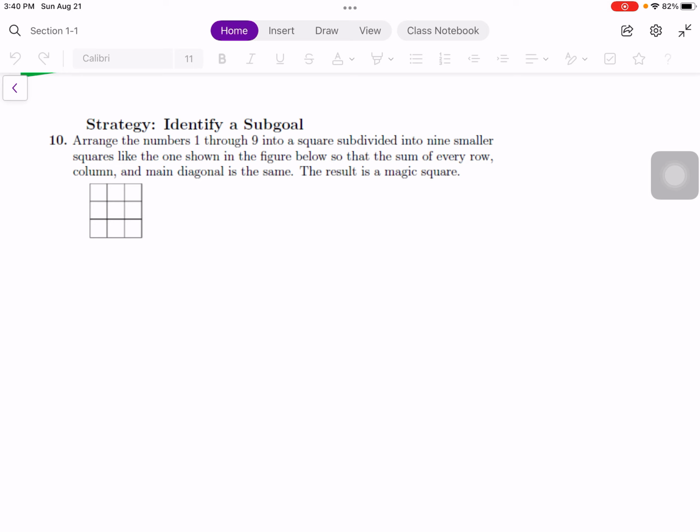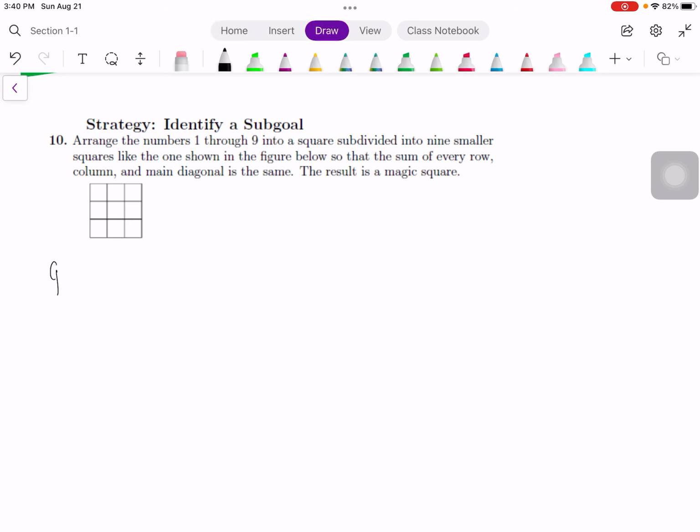Okay, so probably the first goal in your mind would be, okay, what is this common sum that all the rows, columns, and diagonals are supposed to have, right? So let me see, sub-goal, I'm going to call it just goal 1, to answer the question, what is the common sum?